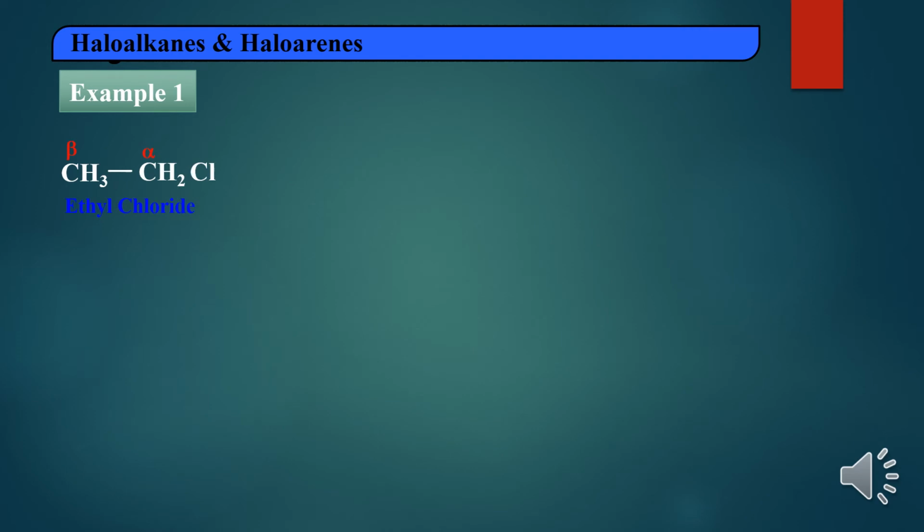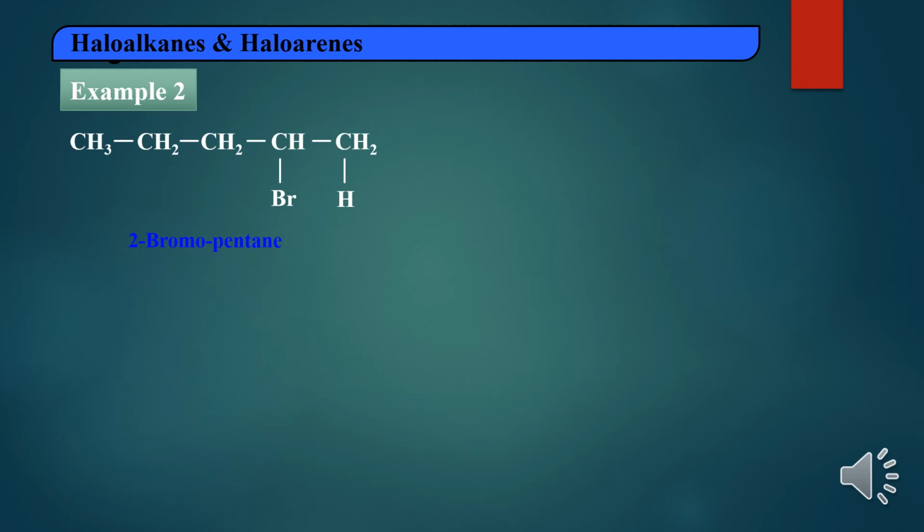Now see example. Chloroethane or ethyl chloride. Where the halogen is attached, that carbon is alpha and the next carbon is beta. Now as I already told, from the beta carbon atom hydrogen will be eliminated, and from the alpha carbon atom halogen will be eliminated. Then there will be formation of alkene, that is nothing but ethene. So the reaction that takes place, dehydrohalogenation, is with alcoholic potassium hydroxide.